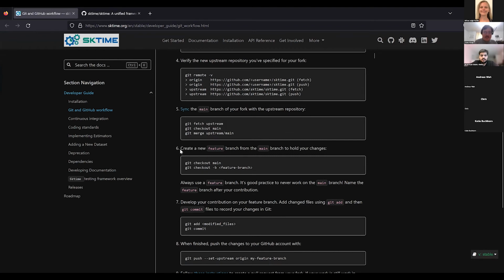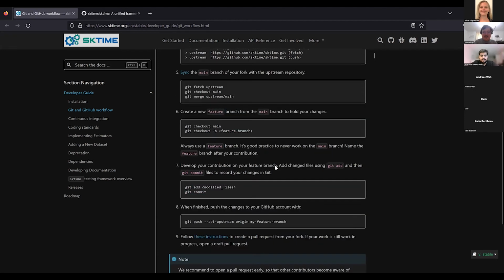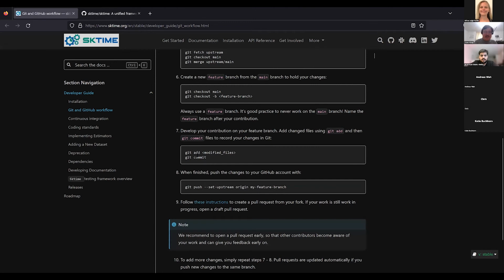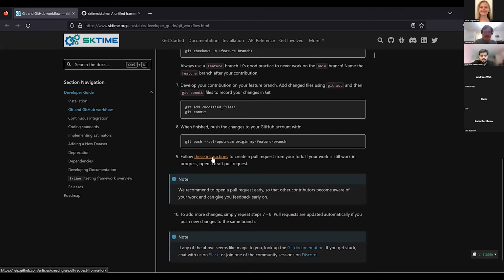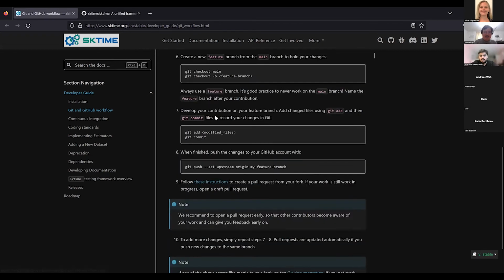Now, if you start developing a new feature, then you need to create a new feature branch. Commit your changes to it, so add and commit, and then push. Finally, create a pull request. Again, that's described here. So these are all console commands.